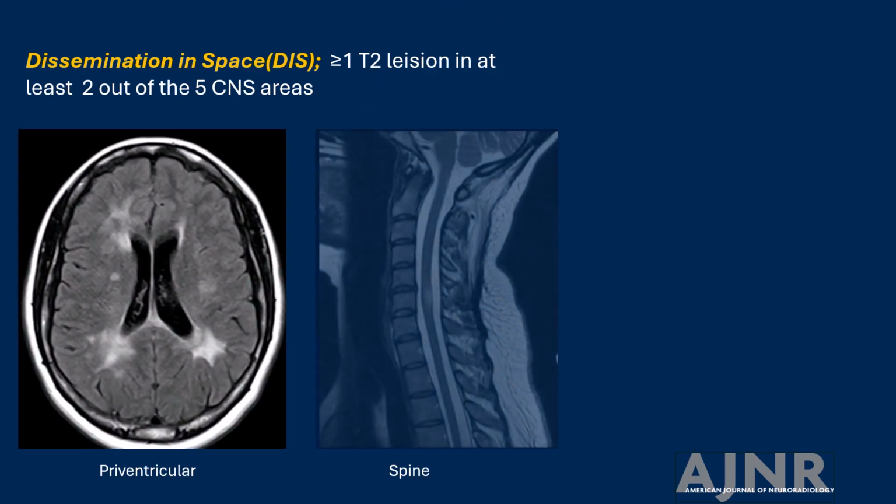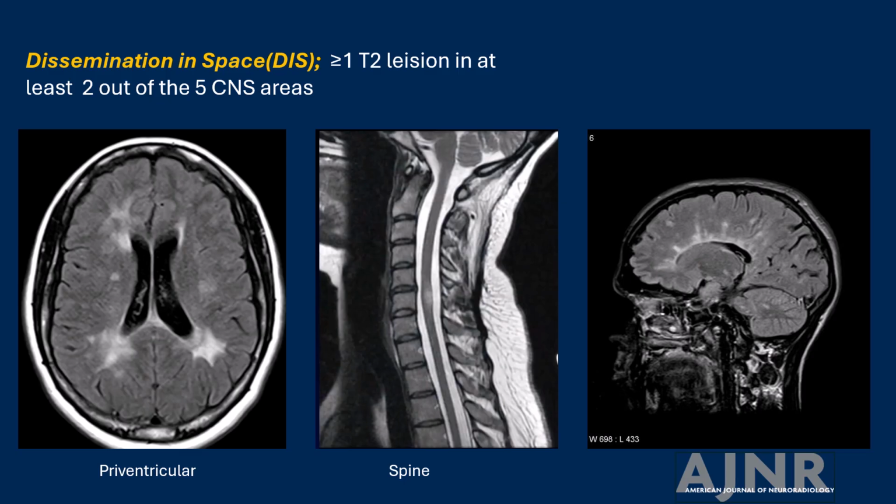So in this case, we have multiple paraventricular lesions, we have a spine lesion, and we have multiple lesions in the corpus callosum. And this fulfills the concept of dissemination in space. Remember that in dissemination in space, we're looking at 1 or more T2 lesions in at least 2 out of the 5 CNS areas where demyelination usually occurs in multiple sclerosis.